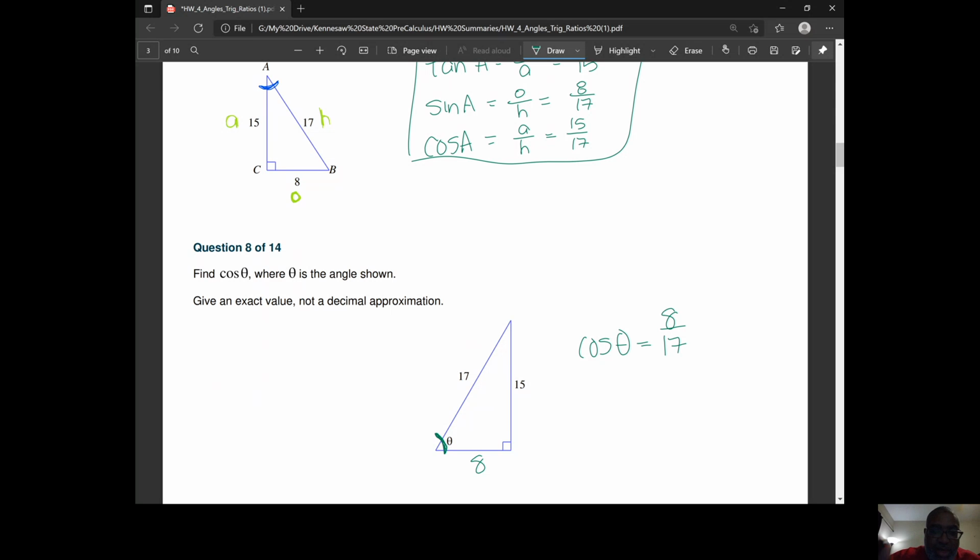Like I said, we're cheating a little bit, but that one's pretty straightforward. If you didn't have that, then it would be a squared plus 15 squared is equal to 17 squared, and then solving the Pythagorean theorem for that. There are some other ways that you can do it, but this will be pretty much the easiest, most straightforward way. All right, let's continue.